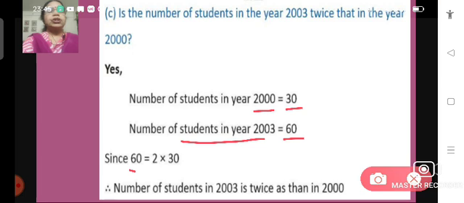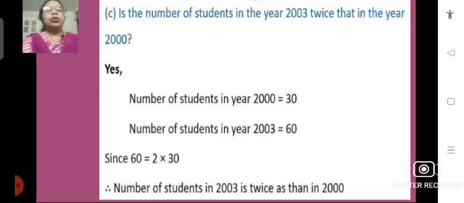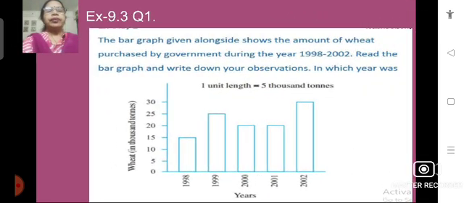That means 60 is equal to 2 times 30, isn't it? So the number of students in 2003 is twice as many as in 2000. So such questions can be answered by looking at the bar graph. Now children, let us start solving the problems of exercise 9.3.